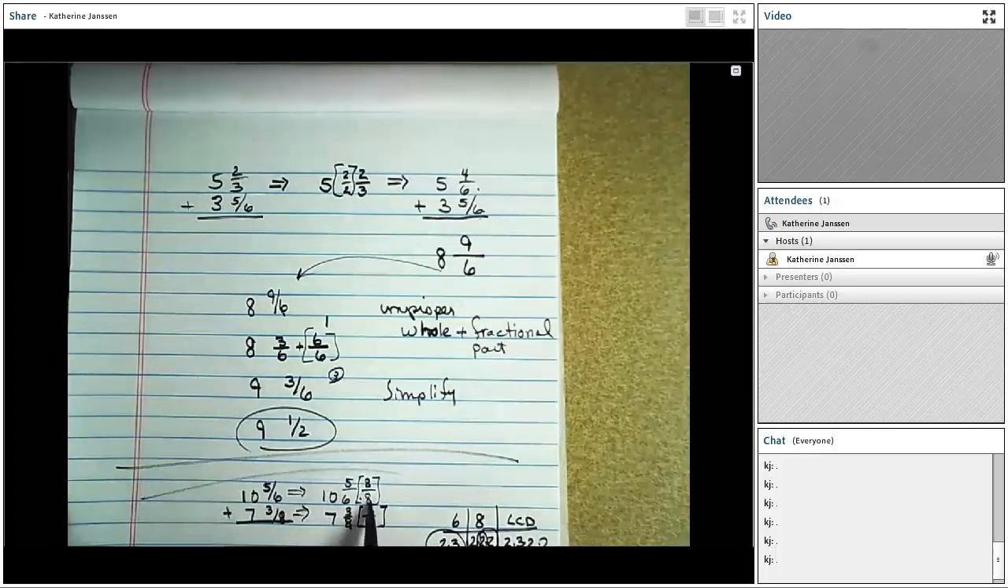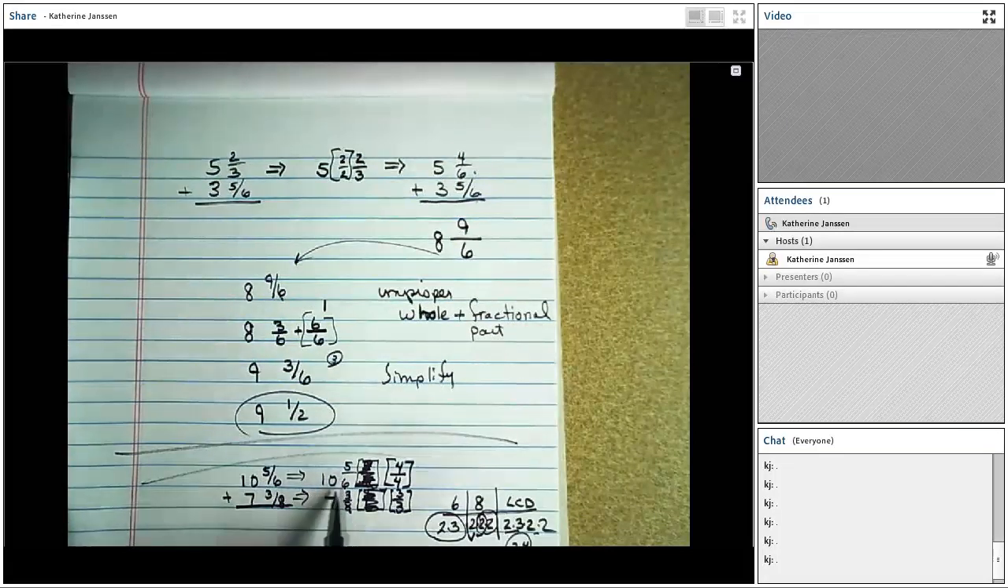I made a mistake here. I was going to make that a little larger number than what it really was. 6 times 4 is 24. There you go. And 8 times 3 is 24. So I'll multiply by other names for 1, and bringing this down here, I get 10 and 20/24 plus 7 and 3 times 3 is 9/24.